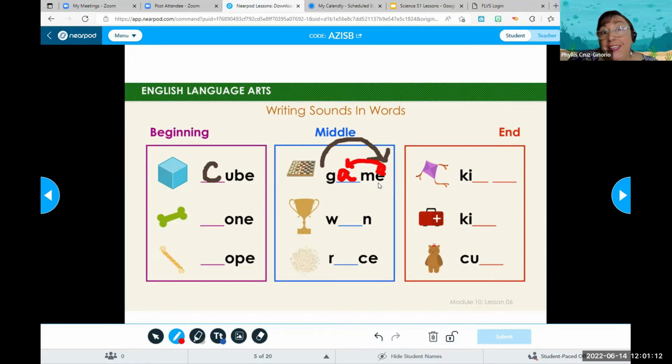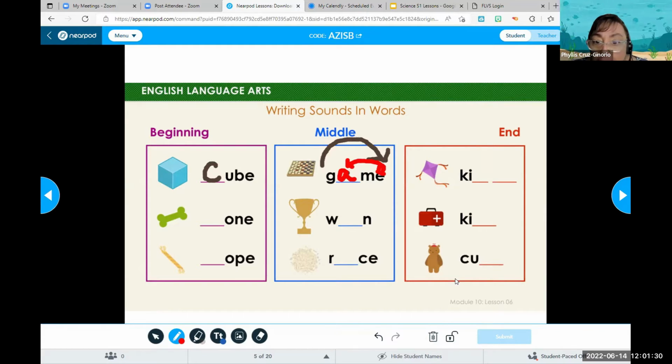So that's what E does. It's magic and he's silent and he tells A to say his name. Aim. And that's it. Beautiful. All right, let's go on to the last part. The ending sound. Very important that you practice listening and telling the ending sound of a word.